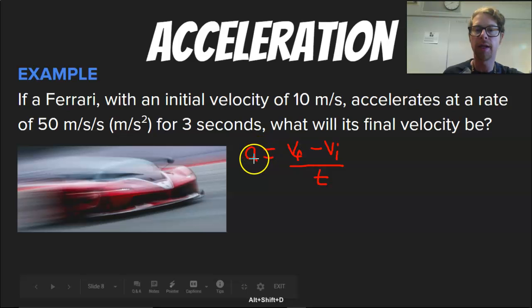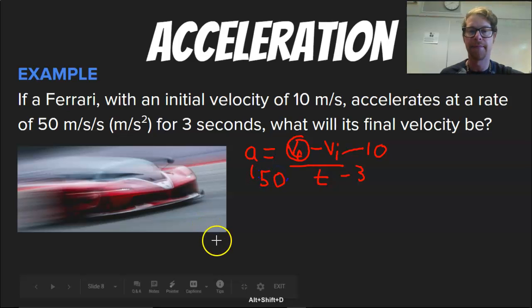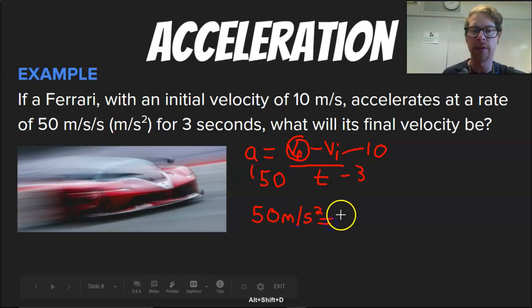And what do we know? Well, we know the acceleration, says it right there. We know the final velocity, sorry, that's our unknown, right? We know this to be 10, and we know this to be 3, and we know this to be 50. So let's plug in. 50 meters per second squared is equal to the final velocity minus 10 meters per second divided by 3 seconds.